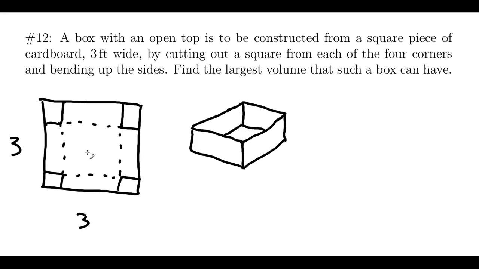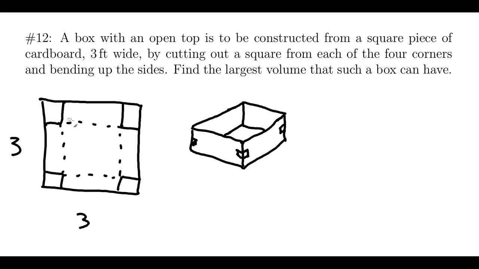So this right here forms the bottom of the box, and these 4 sides will be folded up, probably taped at the corners or something to hold them together. I'm sure you've seen this kind of little open top cardboard box or tray or whatever. These 4 corners will just be discarded. So we take this square piece of cardboard, cut out a square from each of the 4 corners, and bend up the sides to make a box with an open top. We are asked to find the largest volume that such a box can have.